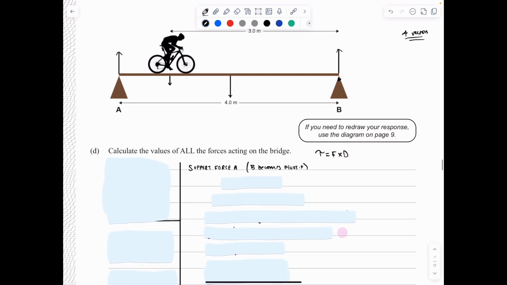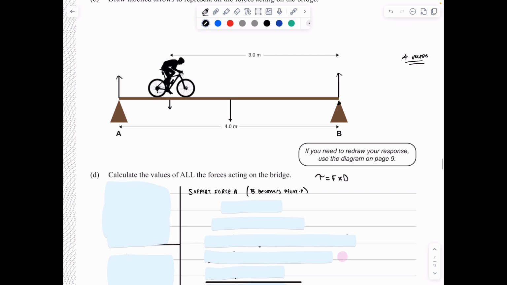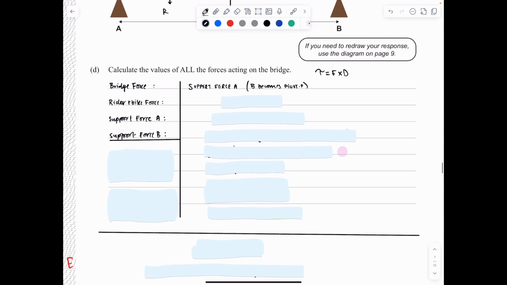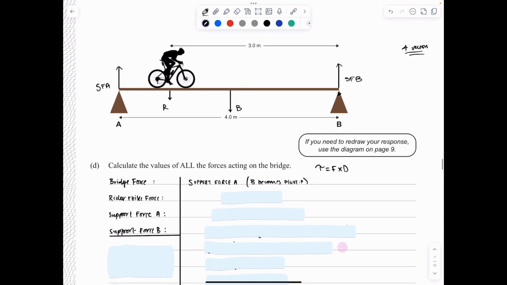Okay, so now calculate all the values of the forces acting on the bridge. So what are all the forces acting? We've got the force of this biker here, this rider I'm going to call it, and then we've got the force of this bridge acting downwards. Then we've got support force B, and we've got this support force A. Okay, we have to work out all of those forces, which I've made a table of over here. Okay, so how do we work out the force of the bridge? Well, remember, to work out force we have to use F equals MA.